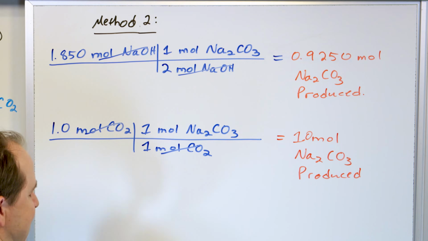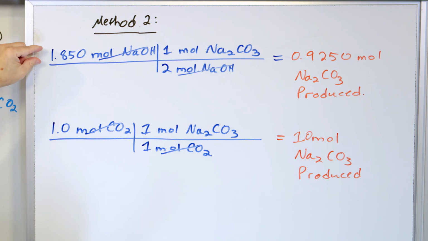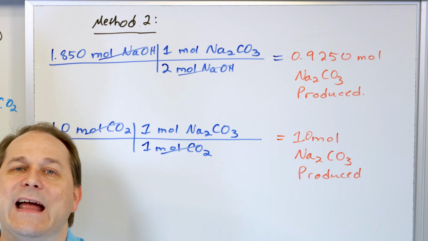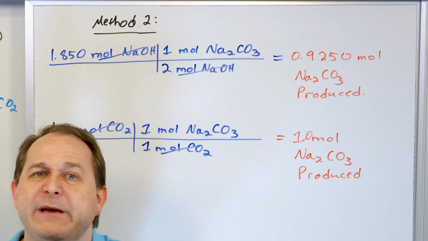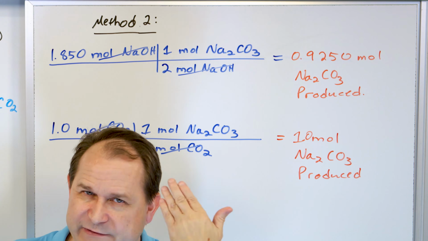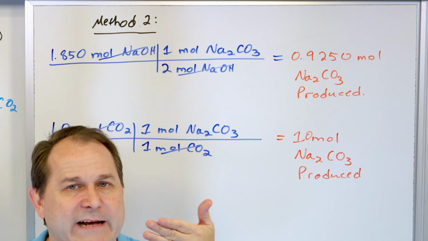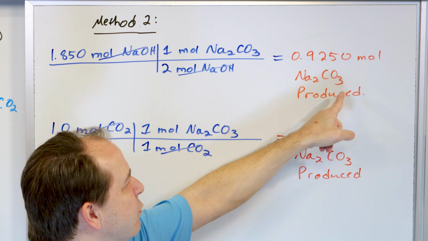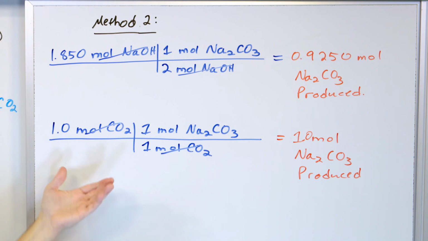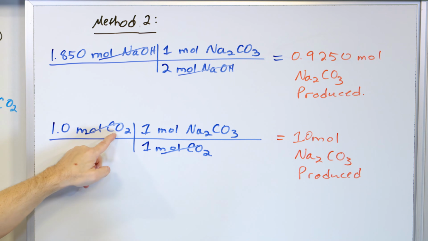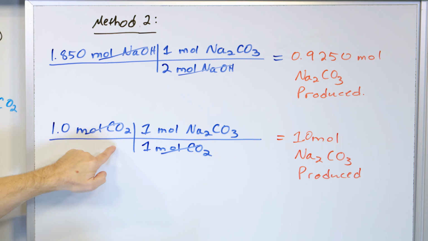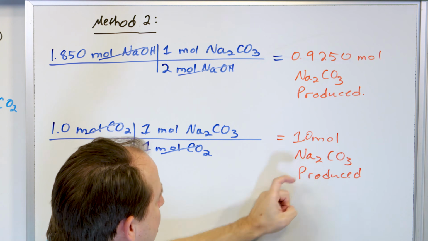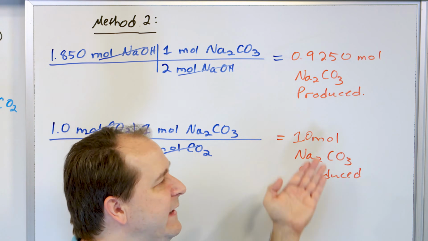All right, both of these cannot be true. In the first case, if I have 1.850 moles of the sodium hydroxide reactant, and I allow all of that reactant to be converted into product because we're pretending it's the limiting reactant, we don't know, but we're pretending, then we make 0.9250 moles of the sodium carbonate. But if we switch gears to the carbon dioxide and say, what if it is the limiting reactant and all of the carbon dioxide is converted into product, then this should produce exactly 1.0 moles of the sodium carbonate. Which of these two is true?